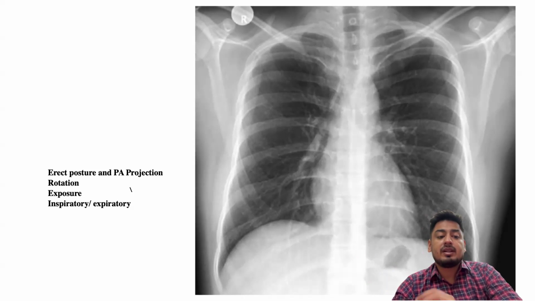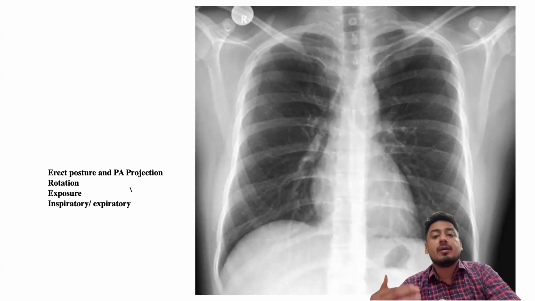Now you have to tell whether the X-ray film is rotated or not, because rotation can really hamper the findings. You can tell this by seeing the spinous process in the middle and checking the distance between the spinous process and the medial end of both clavicles. It should be equal. So if the distances are equal, then the film is not rotated. And if one distance is more than the other, then the film is rotated.